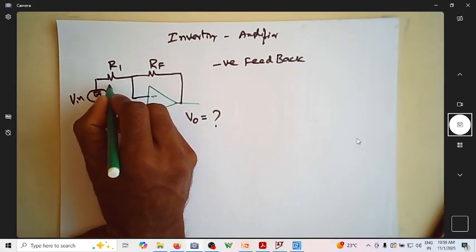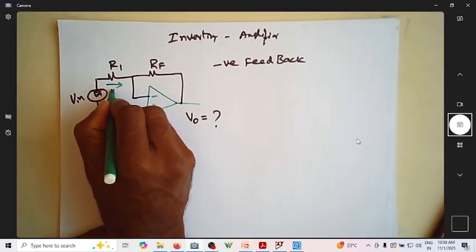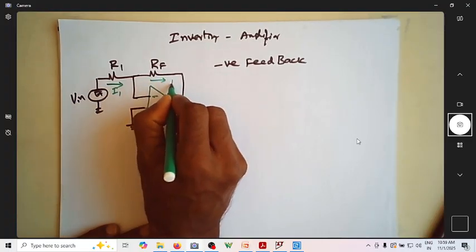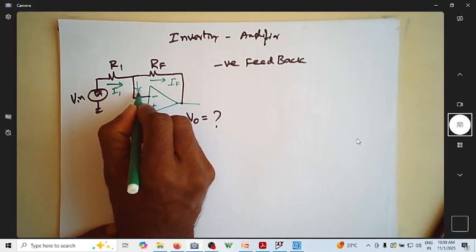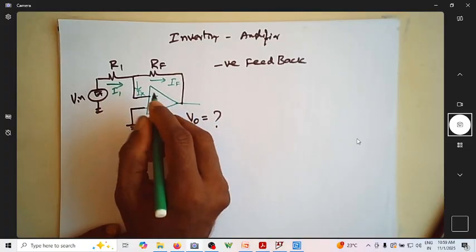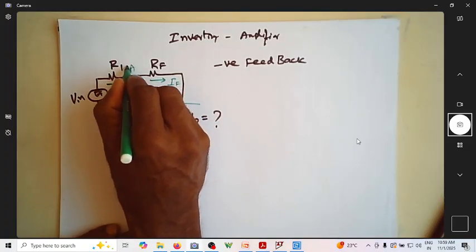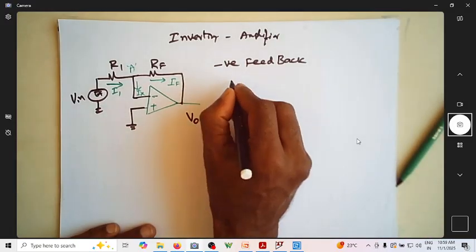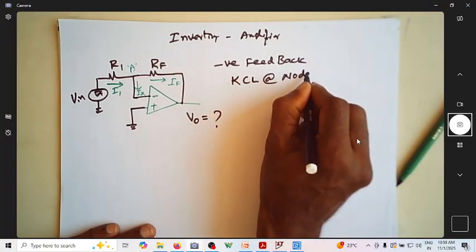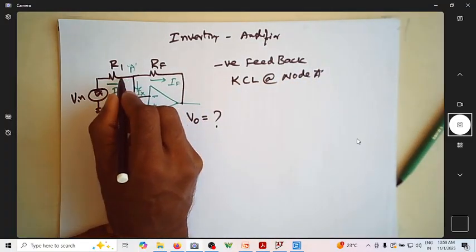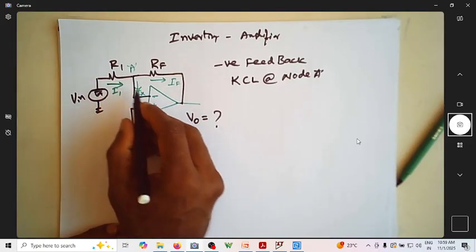Let us write this current as I1, this current as IF, and you can consider this current as some IX. This is the node A. By writing KCL at node A, we know that the current entering the node is equal to the current leaving the node.